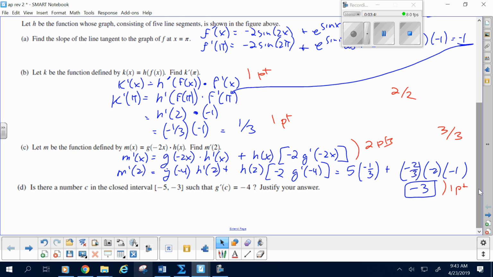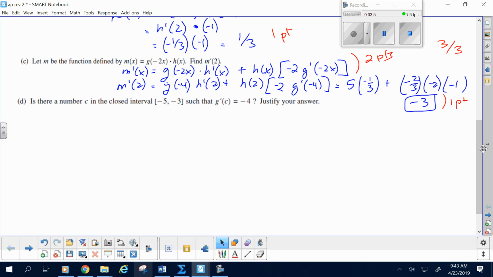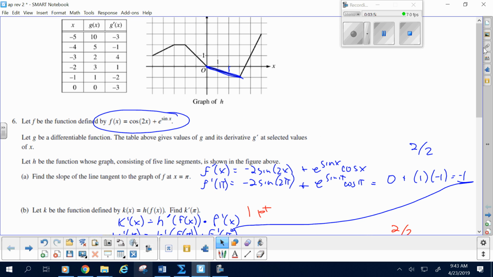Let's see if you fumbled at the 1 yard line. If they say g prime is equal to negative 4, there are 2 possible approaches to that. You could look at the g prime column and say, oh yeah, negative 4 is in there. And if negative 4 was somewhere in there or somewhere in between, you could use IVT on g prime, right? But is negative 4 enclosed anywhere in g prime's column? No. So does that mean g prime is never negative 4?